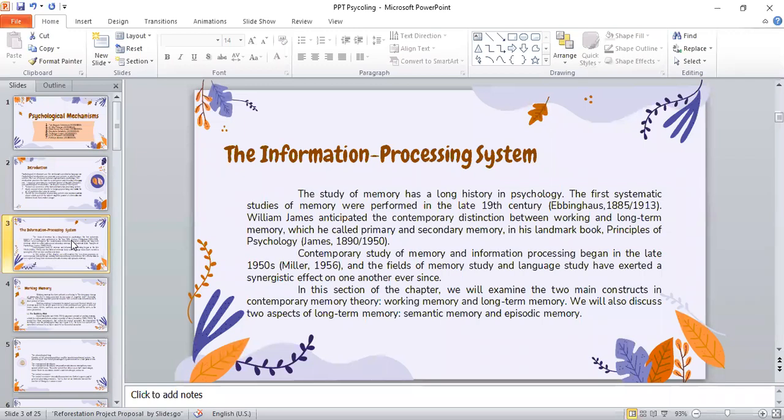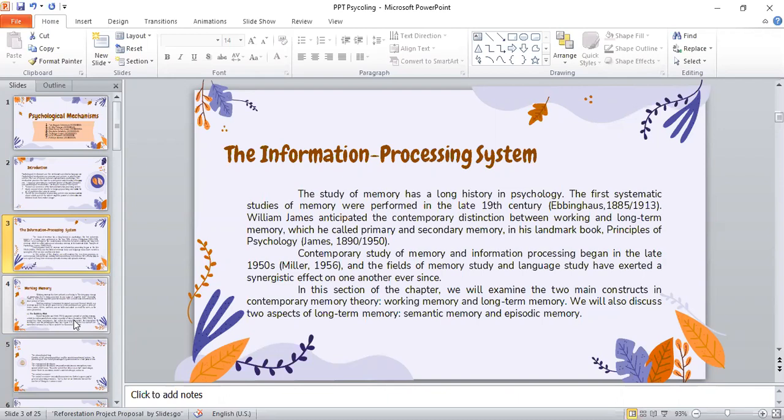Yes, okay, thank you, Elma. The next slide is about the information processing system. The study of memory has a long history in psychology. The first systematic studies of memory were performed in the late 19th century. William James anticipated the contemporary distinction between working and long-term memory, which he called primary and secondary memory, in his landmark book, Principles of Psychology.